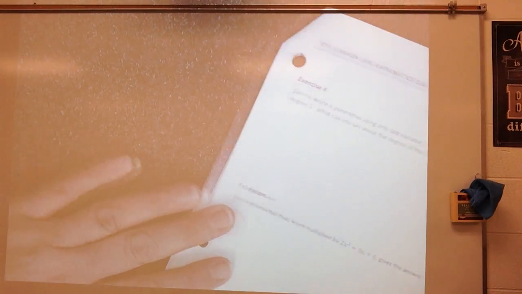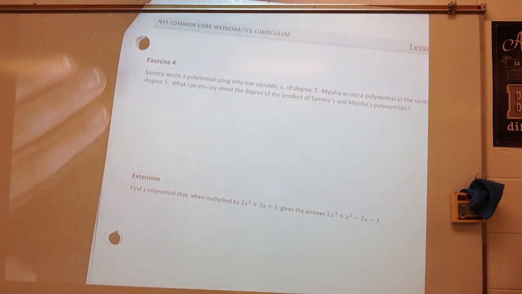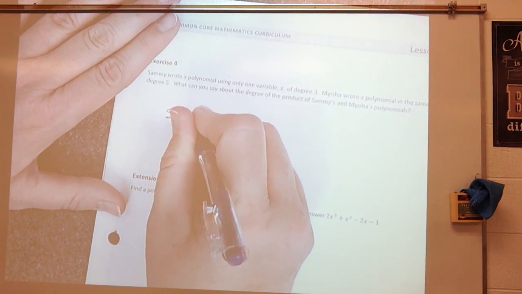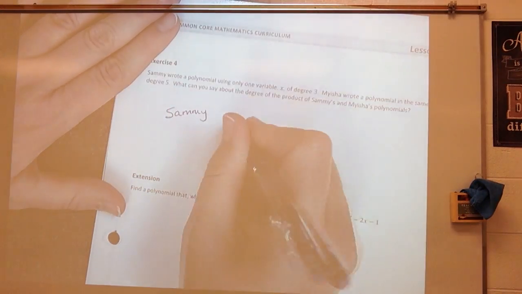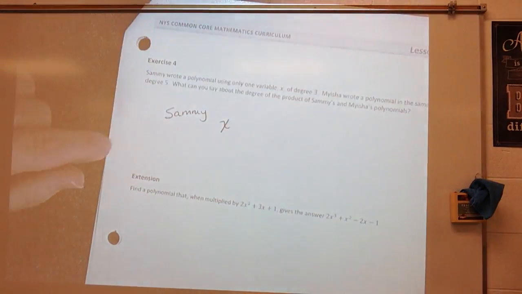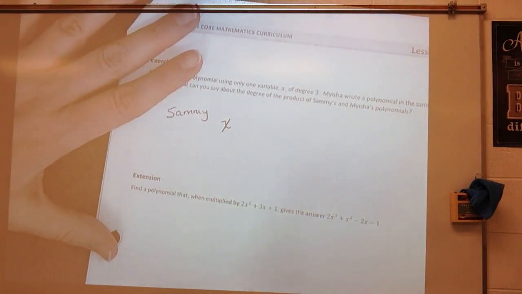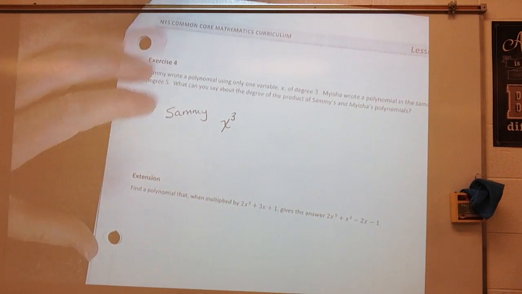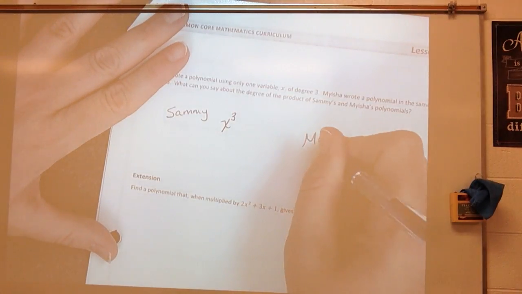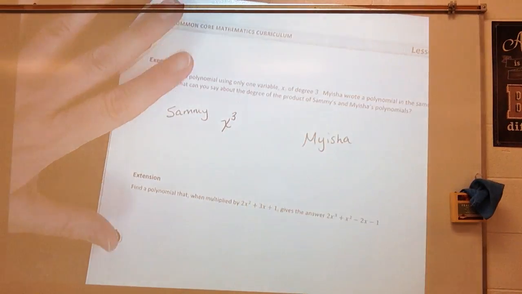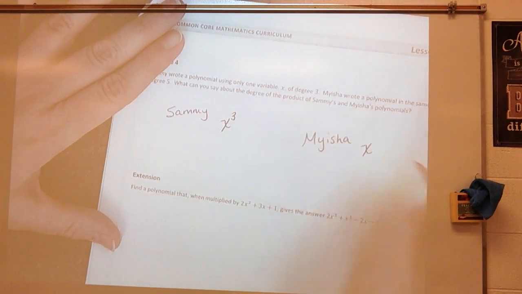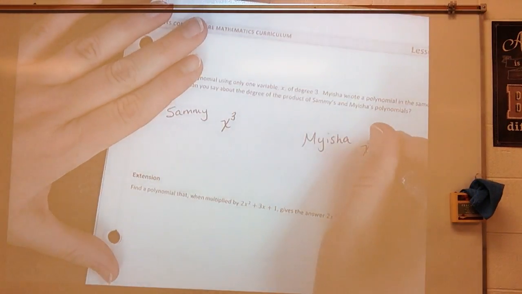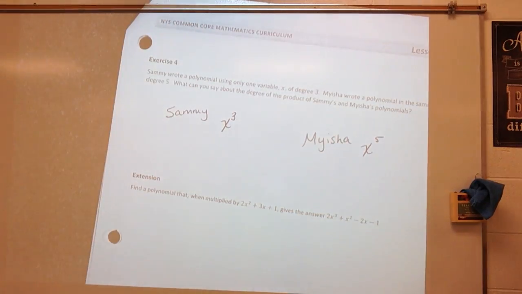Well, first of all, I need to make sense of what it's telling me. So it's telling me that Sammy wrote a polynomial using a variable x to the degree of 3. So he wrote x cubed. Maisha wrote a polynomial with the same variable with a degree of 5, so she wrote x to the 5th.